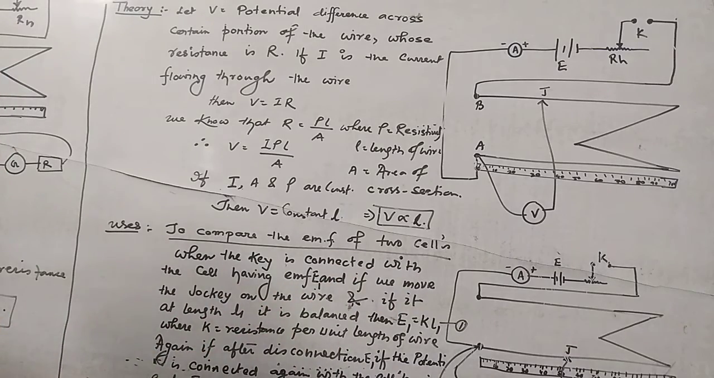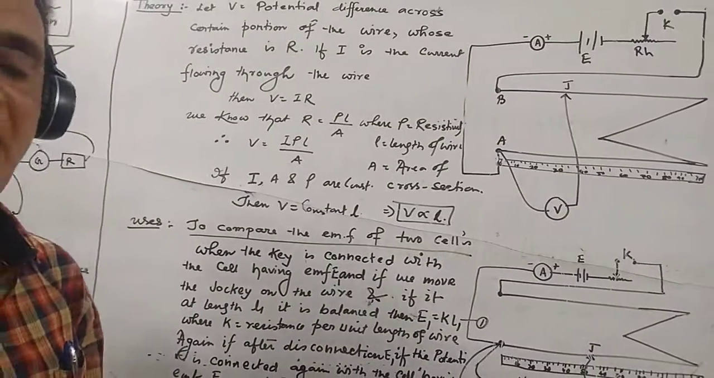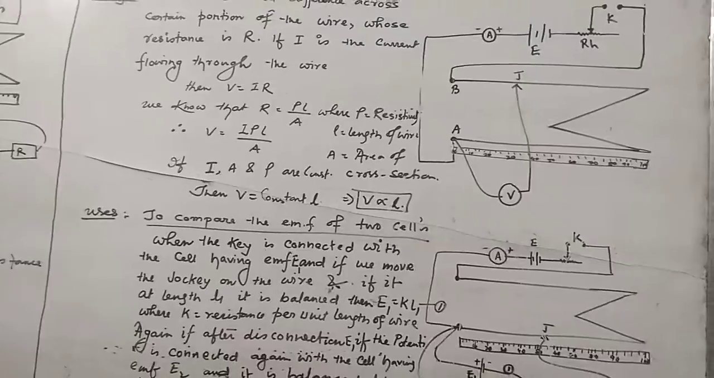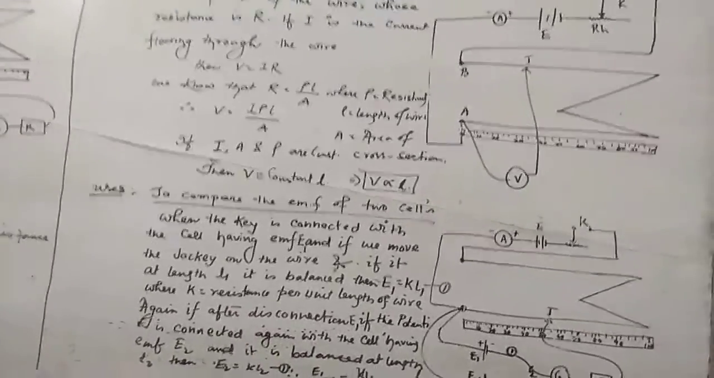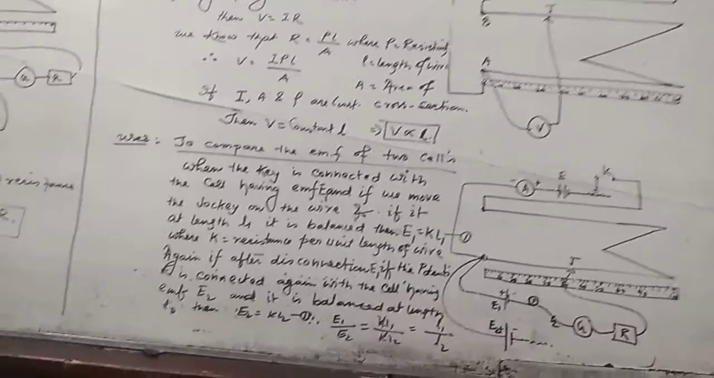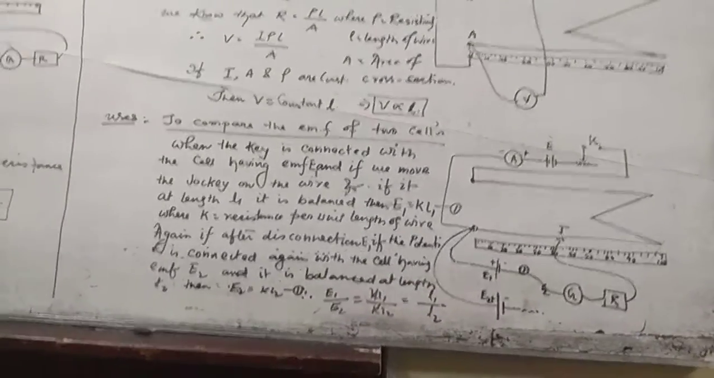Now, if we want to find out the EMF of the two cells, what do we have to do? We have to take the potentiometer instrument in such a way that in the beginning it is connected with what?